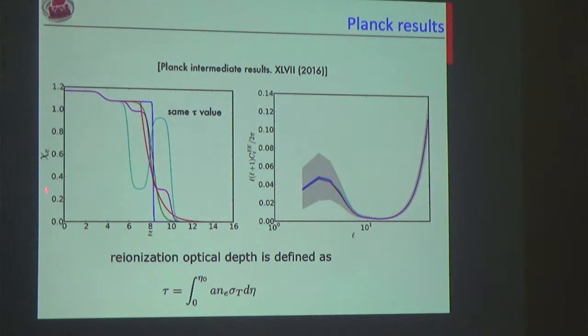So this is X_e versus z. Okay. The free electron density becomes like 1, then it becomes 0, then it increases. So this is what is basically tau. So tau is this integrated quantity which has a signature on this power spectrum.